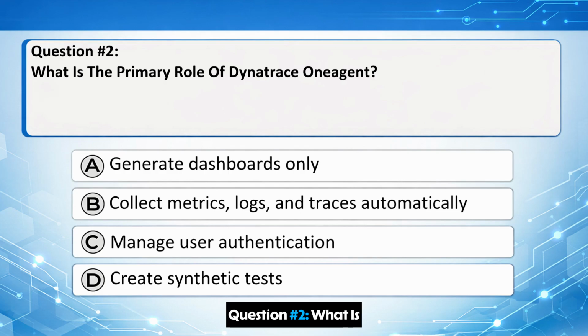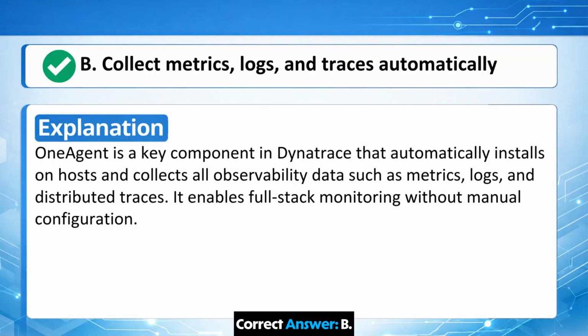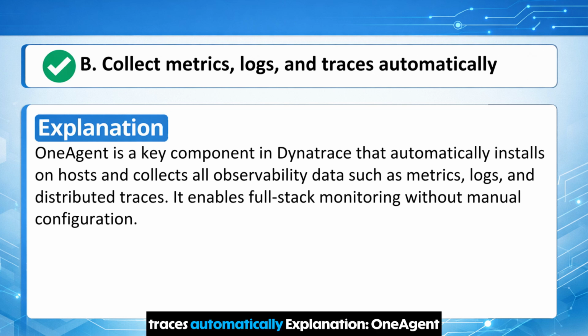Question number 2. What is the primary role of Dynatrace OneAgent? A. Generate dashboards only. B. Collect metrics, logs, and traces automatically. C. Manage user authentication. D. Create synthetic tests. Correct answer: B. Collect metrics, logs, and traces automatically.